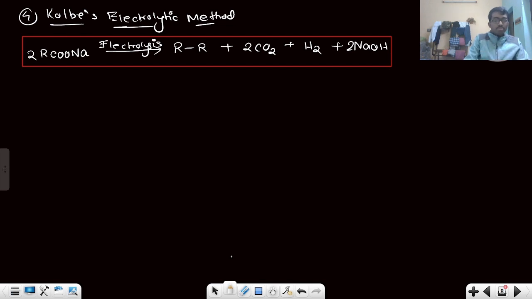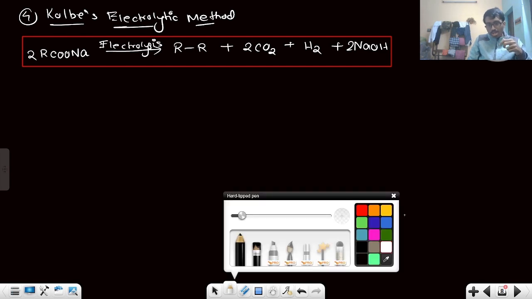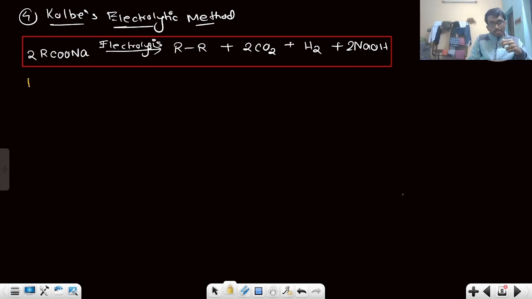Right. Now let's move on to the mechanism. I will talk about cathode and anode, nothing else. Tell me, RCOONa, whatever the R is, how will it dissociate? Definitely as RCOO minus and Na plus, right? So first let's take one example, so it will be better for us to understand how exactly things are working.